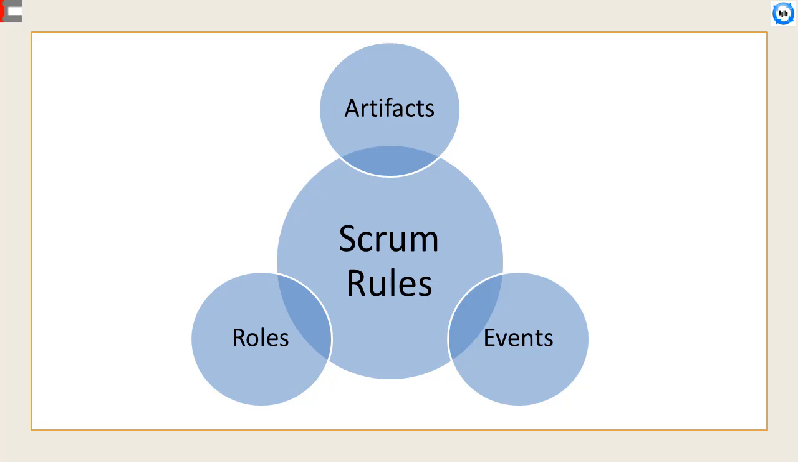Scrum is founded on holistic process theory, or empiricism. Empiricism asserts that knowledge comes from experience and making decisions based on what is known. Scrum employs an iterative, incremental approach to optimize predictability and control risk.